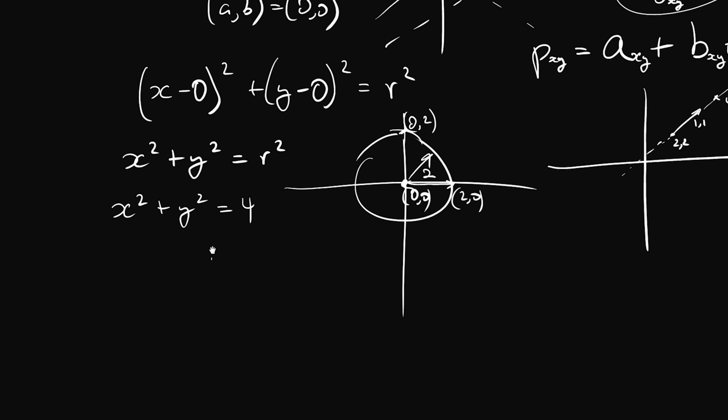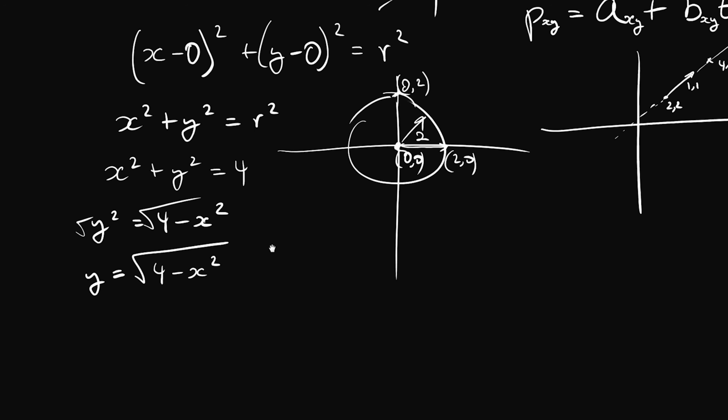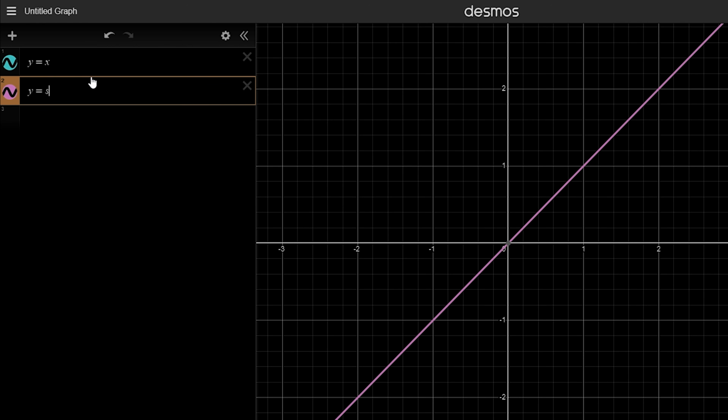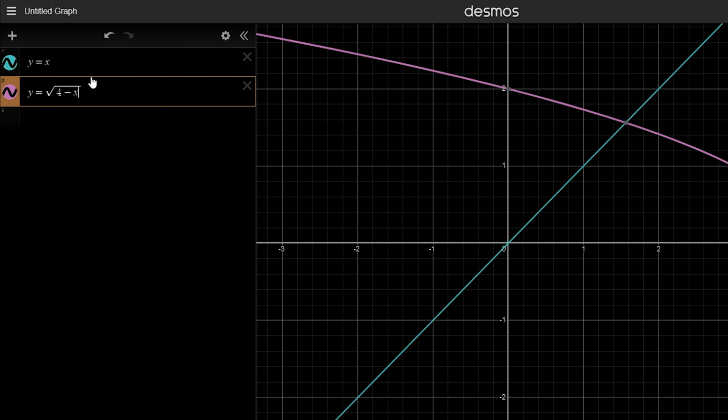So to do that, let's go ahead and move x squared to the other side of the equation. So we'll have y squared equals 4 minus x squared. And then to get just y, we'll have to square root both sides. So we'll have y equals the square root of 4 minus x squared. Pretty simple, pretty basic algebra. So now that we have the equation in this form, let's go ahead and go to our graphing calculator and we'll type that in. Y equals square root 4 minus x squared.